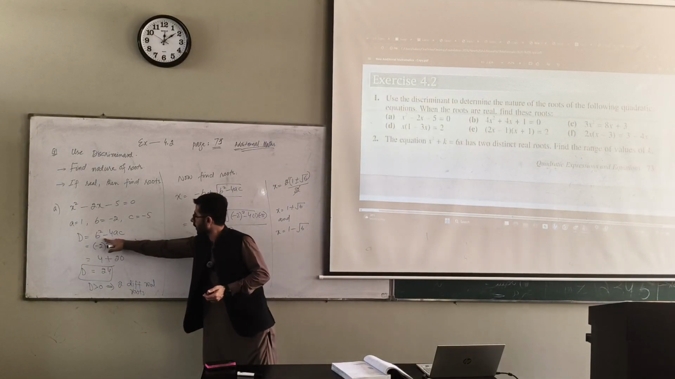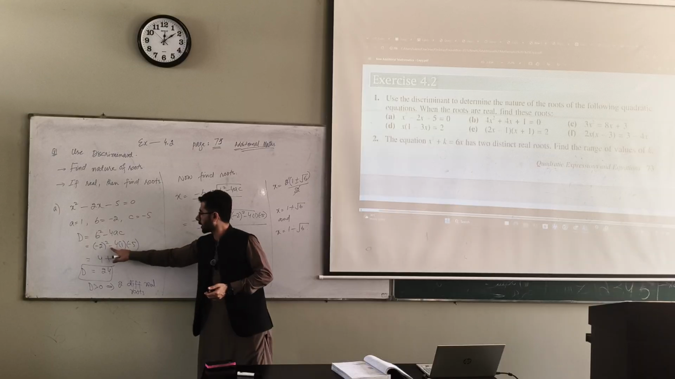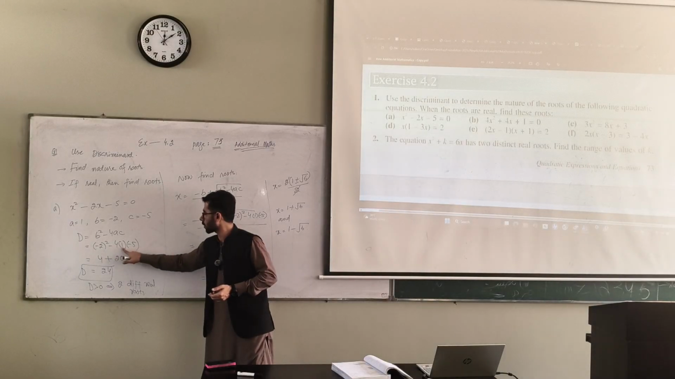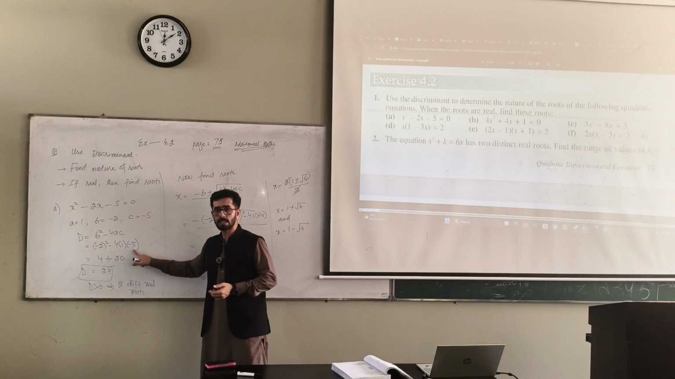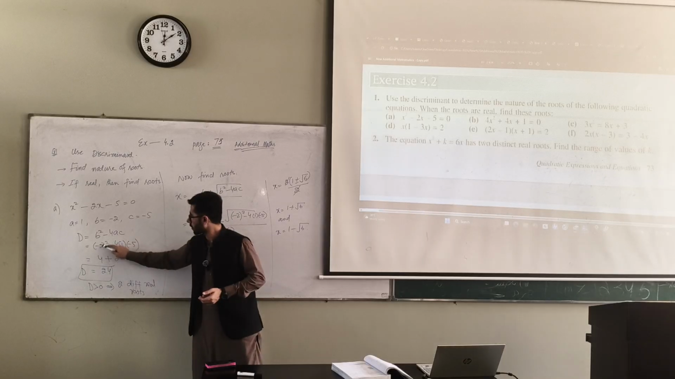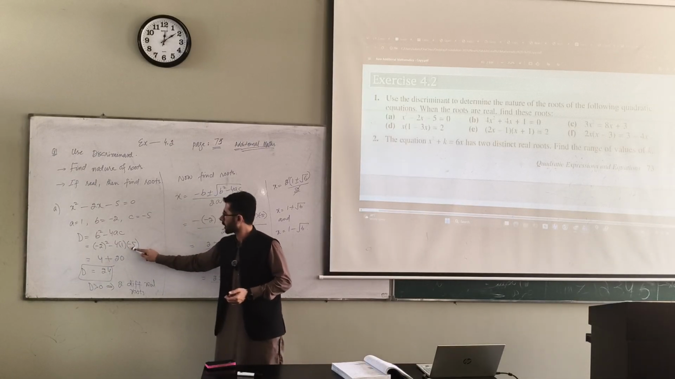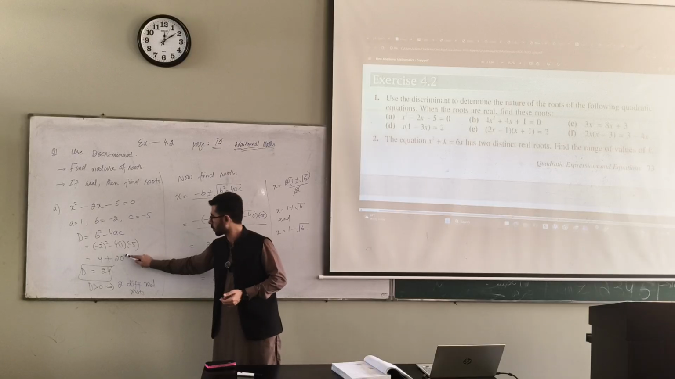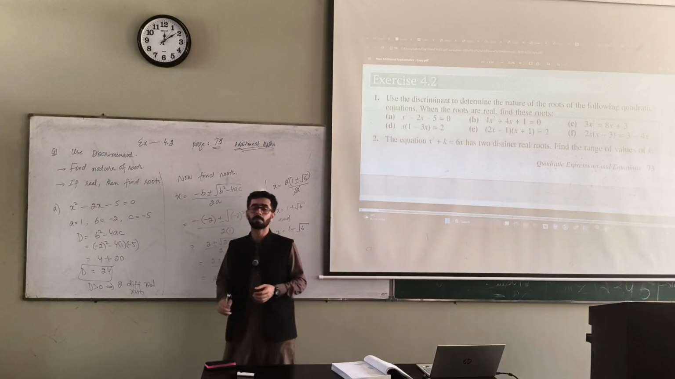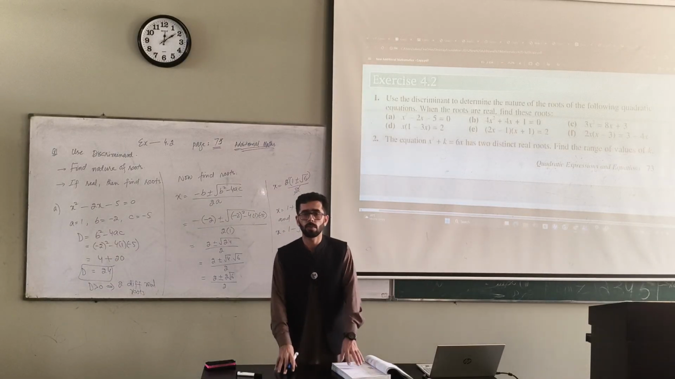So we plug in all the values. b is negative 2, we square it, minus 4 times 1 times negative 5 because c is negative 5. So negative 2 squared is 4. Negative 4 times negative 5 is positive 20. So 20 plus 4 would be 24. Our discriminant value is 24.